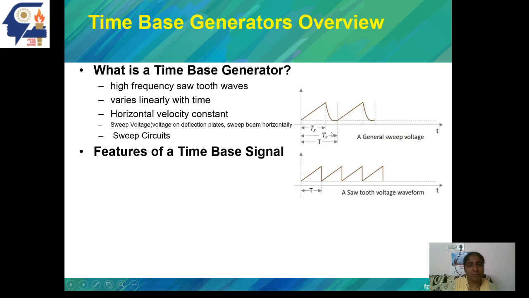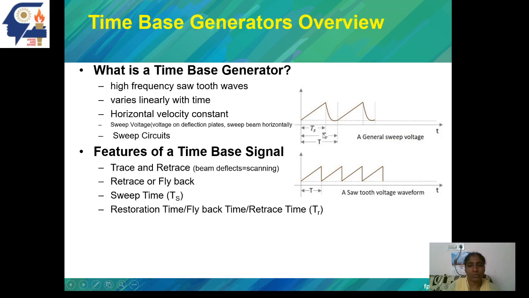Coming to the sweep waveform, this is the actual waveform, but in circuits it will be generated slightly like this. The portion where the waveform varies linearly is called the sweep time. After reaching the maximum, it drops down to the initial value. The time taken to drop from the maximum to the initial 0 value is called the restoration time, and the total time is the sum of sweep time and restoration time.